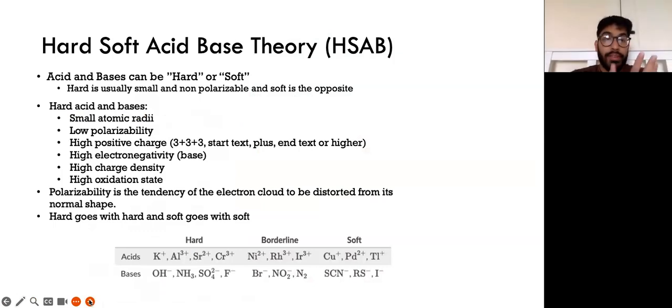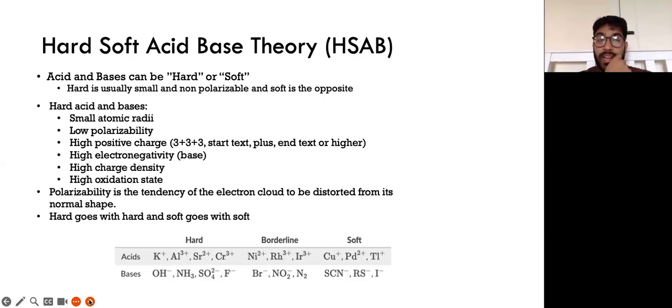So these are some basic characteristics of hard acids and bases. They have small atomic radii, low polarizability, and can have a high positive charge, like +3 or +2. They have high electronegativity for a base, high charge density, meaning the charge is concentrated and closer, and a high oxidation state. They're all basically the same thing: if you have a high oxidation state, you have a high positive charge. It's small in size, the electron cloud is small, it has a high charge density, and the charge is very localized.